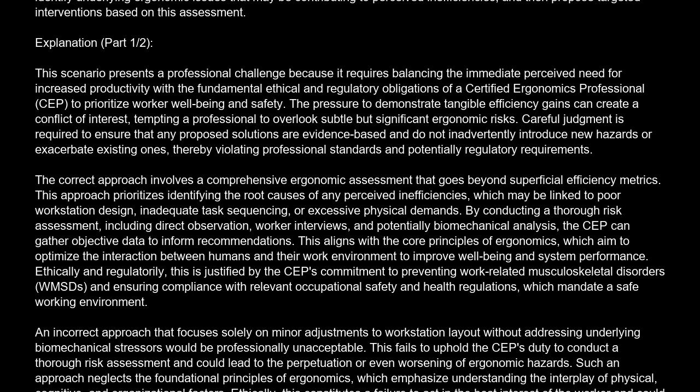The correct approach involves a comprehensive ergonomic assessment that goes beyond superficial efficiency metrics. This approach prioritizes identifying the root causes of any perceived inefficiencies, which may be linked to poor workstation design, inadequate task sequencing, or excessive physical demands. By conducting a thorough risk assessment, including direct observation, worker interviews, and potentially biomechanical analysis, the CEP can gather objective data to inform recommendations. This aligns with the core principles of ergonomics, which aim to optimize the interaction between humans and their work environment to improve well-being and system performance.